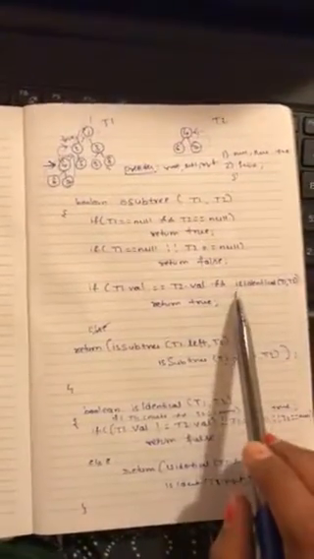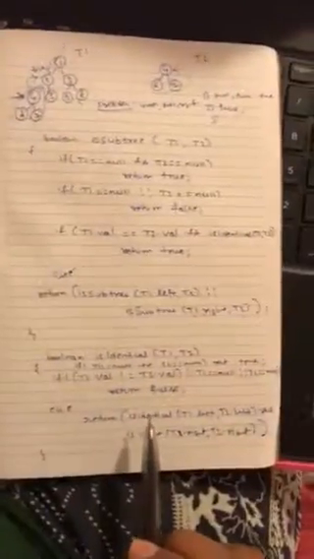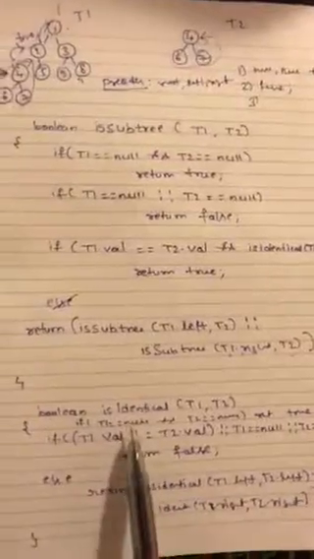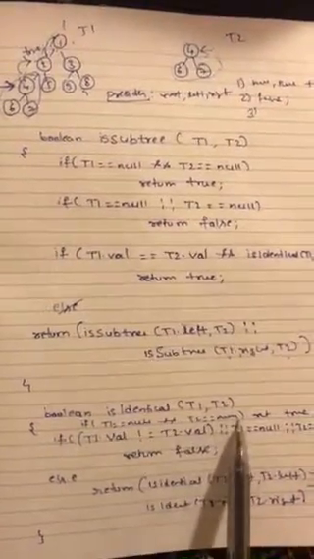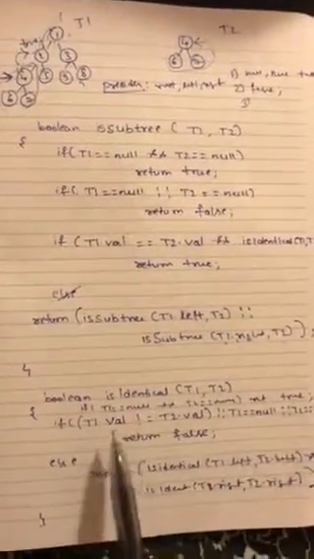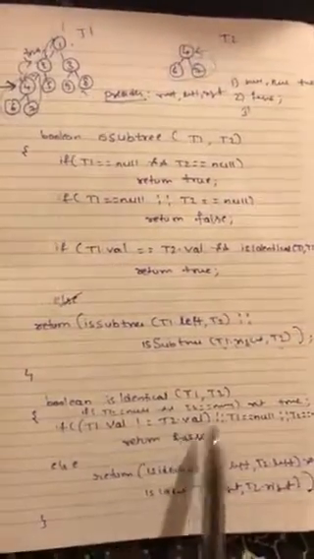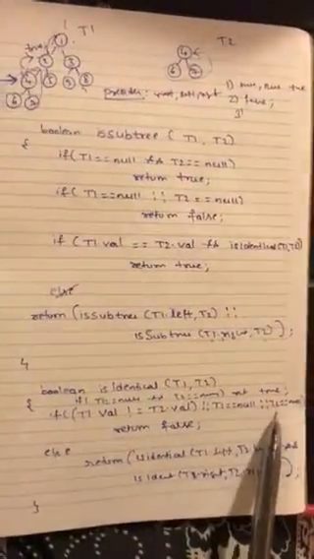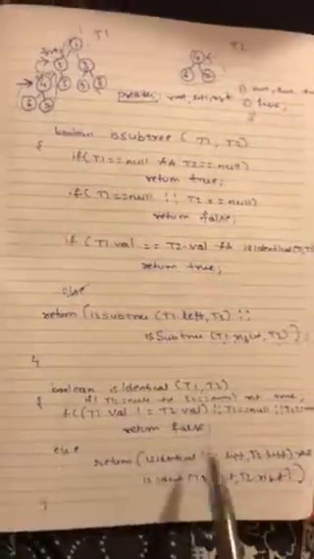For example, here I have to consider isIdentical of T1 and T2. How can I check whether these two subtrees are identical? Here also I'm just following the same condition. If T1 is equal to null and T2 is equal to null, if both are null, then just return true. If the values are not equal or either of them is null, then I just have to return false.